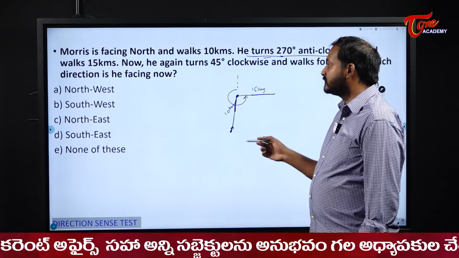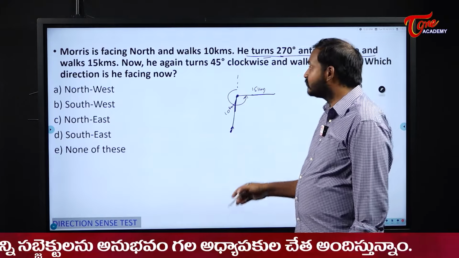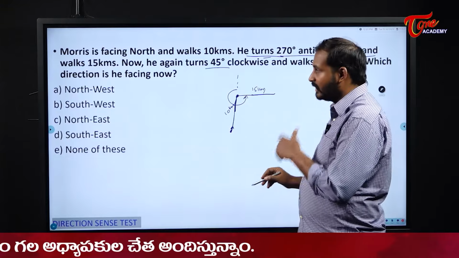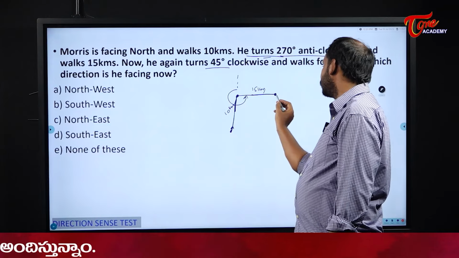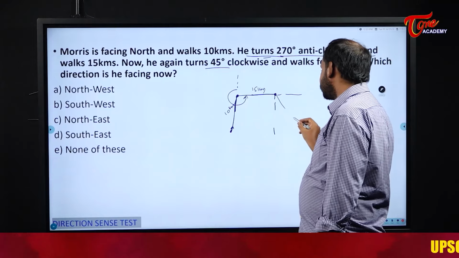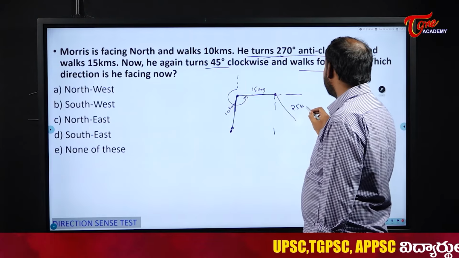Now again he turns 45 degrees clockwise. Clockwise means rightward direction. And again he is turning 45 degrees only. Please be careful. This is 90 and this is 0. 45 degrees turn and he is walking 25 kilometers.